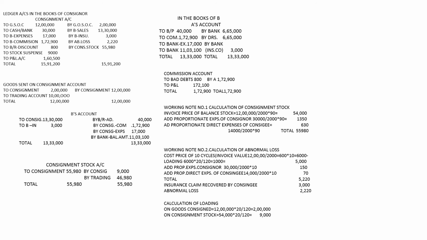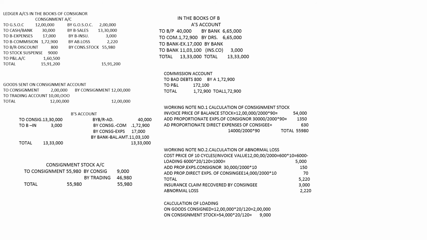To commission, it is his income. So therefore he will have A debit to commission 1,72,900. To bank, how much expenses he has incurred? 17,000. Then the balance to bank 11,03,100. To bank, both side total is 13,33,000.